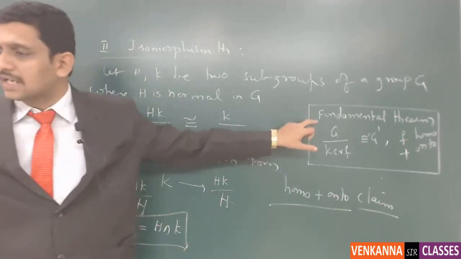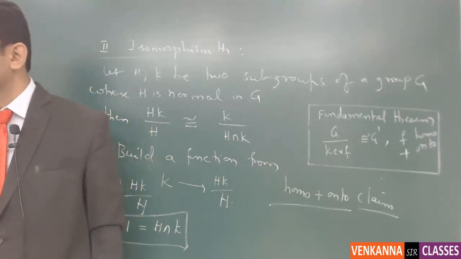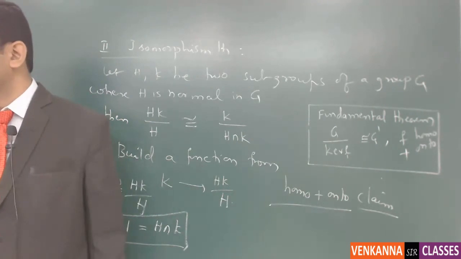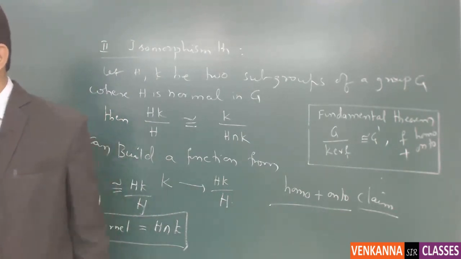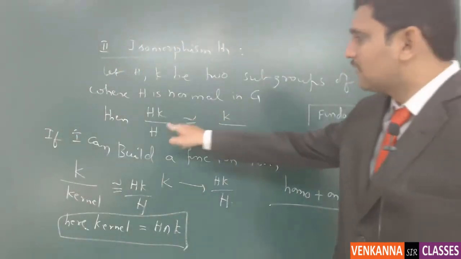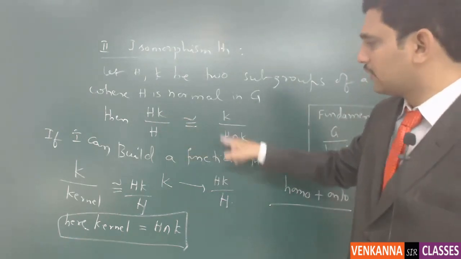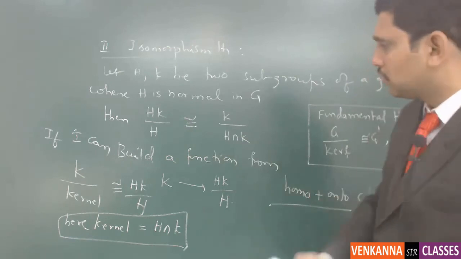Did you understand this concept? Everyone, please tell. Right. So here, this is our claim. We have to prove that HK by H is isomorphic to K by this. So you first forget this one.